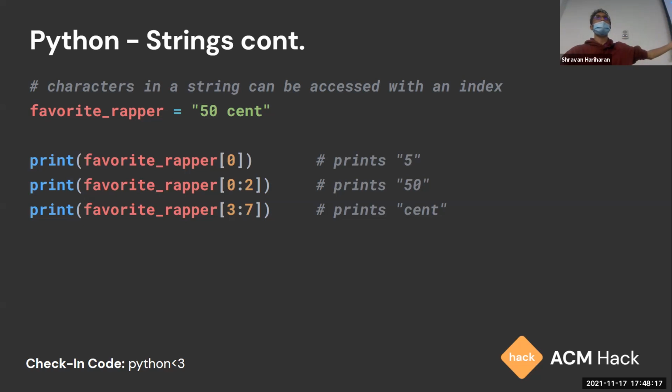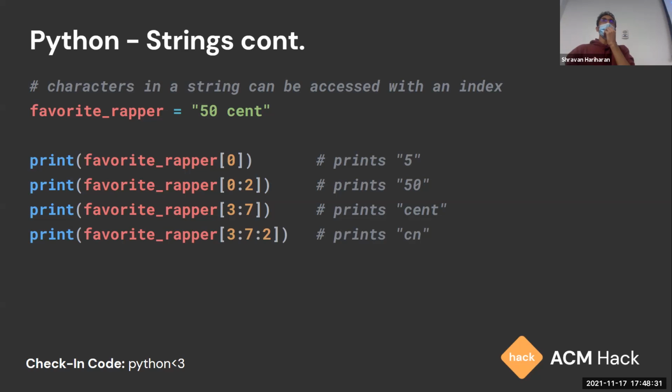Note that even though 7 is not a valid index in the string, because the last index would be 6, this still works because it assumes it's exclusive already, so it won't actually access element 7. If we want to skip elements like we did with the array or with for loops, we can do every 2 characters instead of every character. So that would print CN.